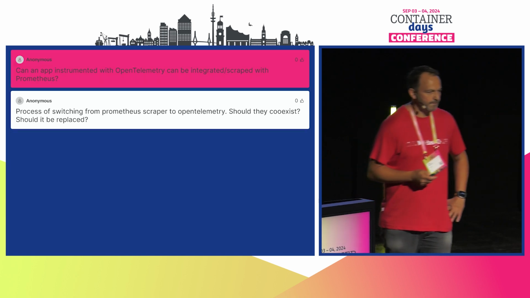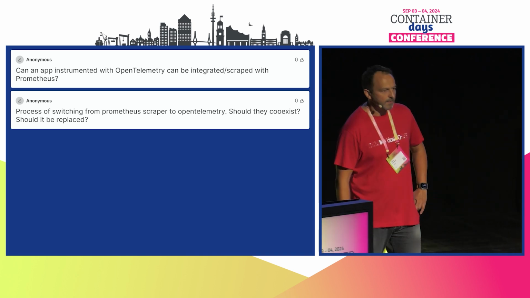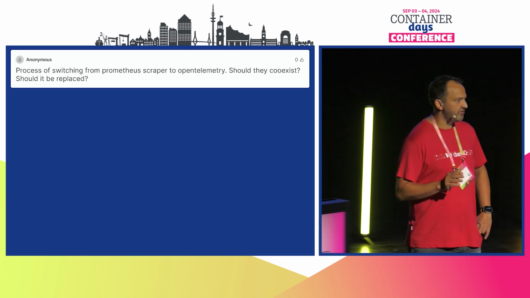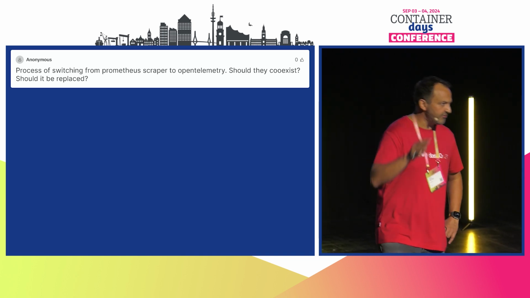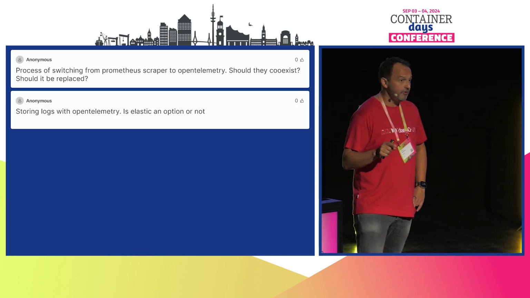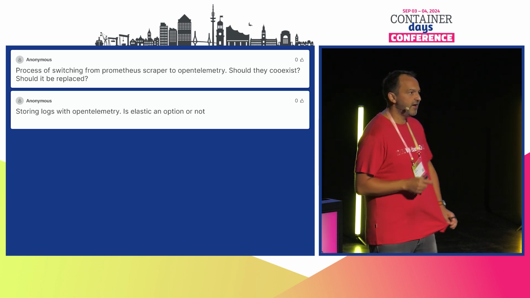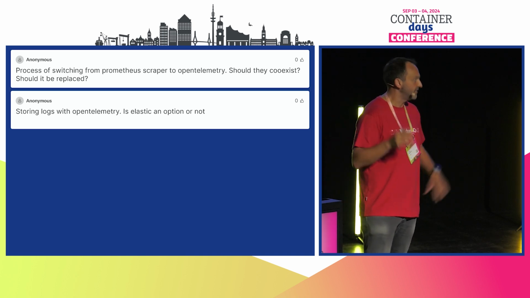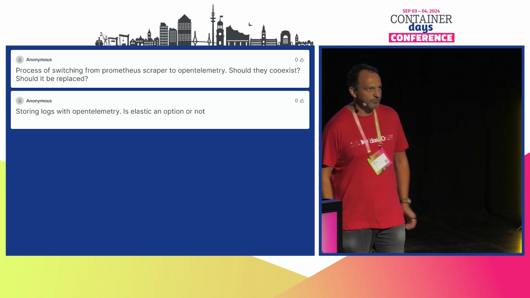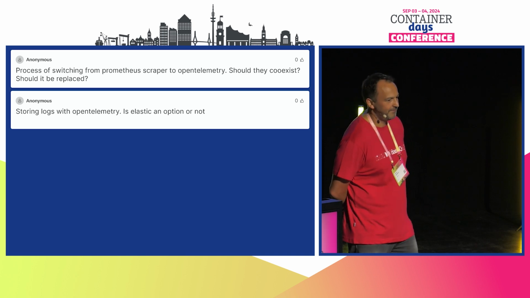Next one: can an app instrumented with OpenTelemetry be integrated, scraped with Prometheus? Yes, but not out of the box, because the semantic conventions differ: Prometheus uses underscores and has slightly different semantics. As far as I know, this should be fixed with Prometheus 3.0. One of the goals of the next version is to bring it together. Today there are open source adapters. So yes, but it's not the same language, so you need an interpreter in between, which is available open source. It's not plug and play.